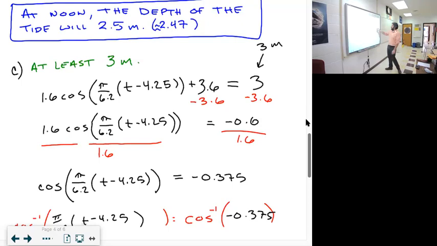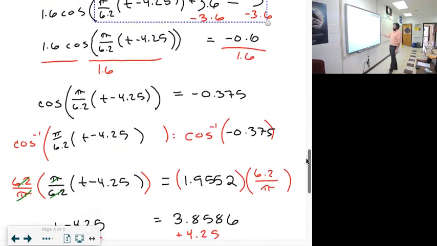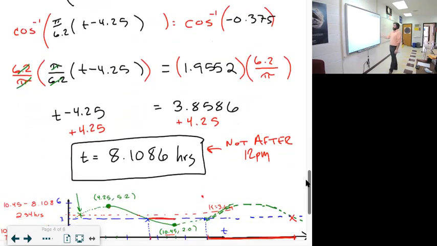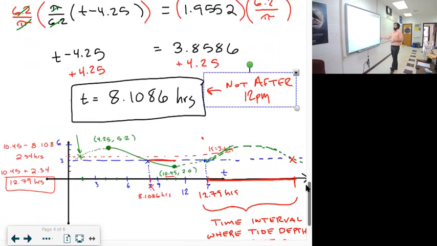So just a quick recap: we set the equation we wrote equal to 3, and then we solved it carefully, and we get all the way down here. This was all done in class, to 8.1086 hours. Now, that's not time after 12 p.m. right now, right? That's 8 hours after midnight, when the height of the water will be back at 3.